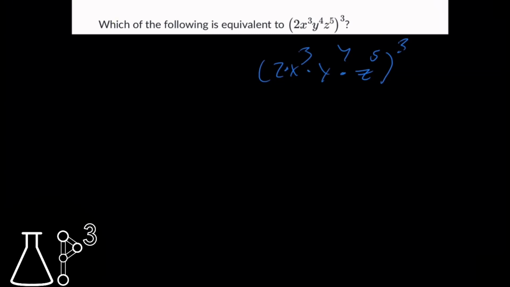When we do the 2, we just do 2 cubed, which equals 8. When we do x cubed, and then we apply the cube outside the parentheses, we just multiply the exponents. We get x to the power of 9, and then for y, we multiply 4 times 3, which equals 12, and then we do the same thing for z. So we get 5 multiplied by 3, which equals 15, and that is our answer.